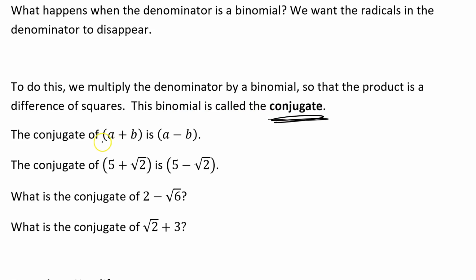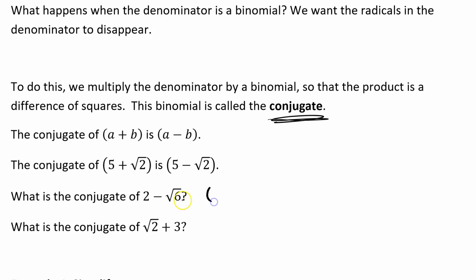So, like we said before, the conjugate of a plus b is a minus b. The conjugate of 5 plus root 2 is 5 minus root 2. So what's the conjugate of 2 minus root 6? And what's the conjugate of root 2 plus 3?